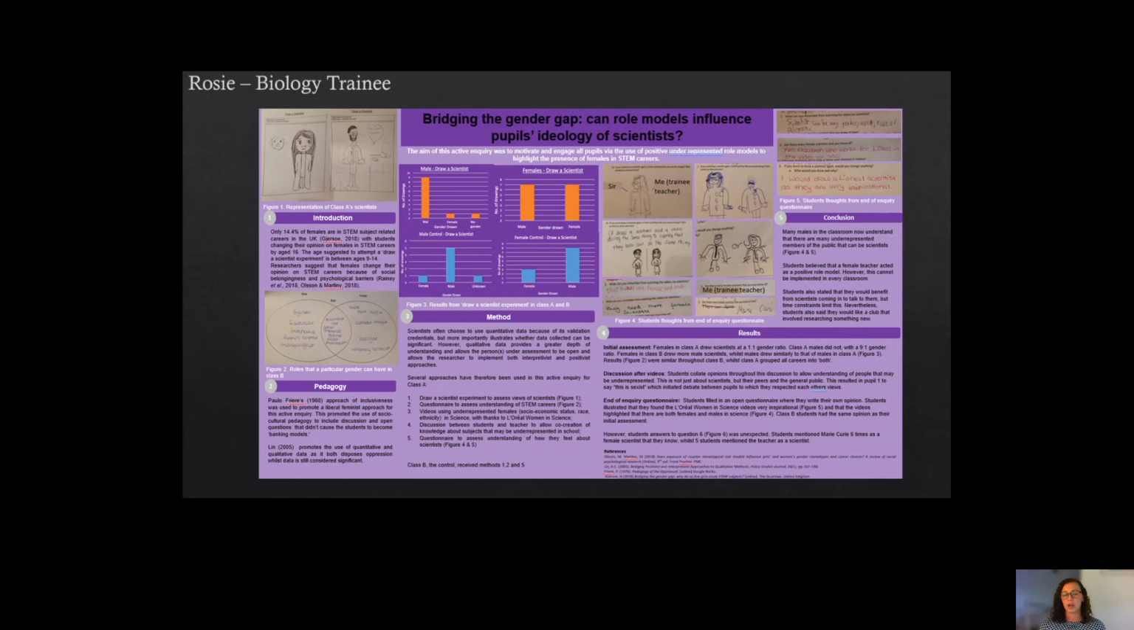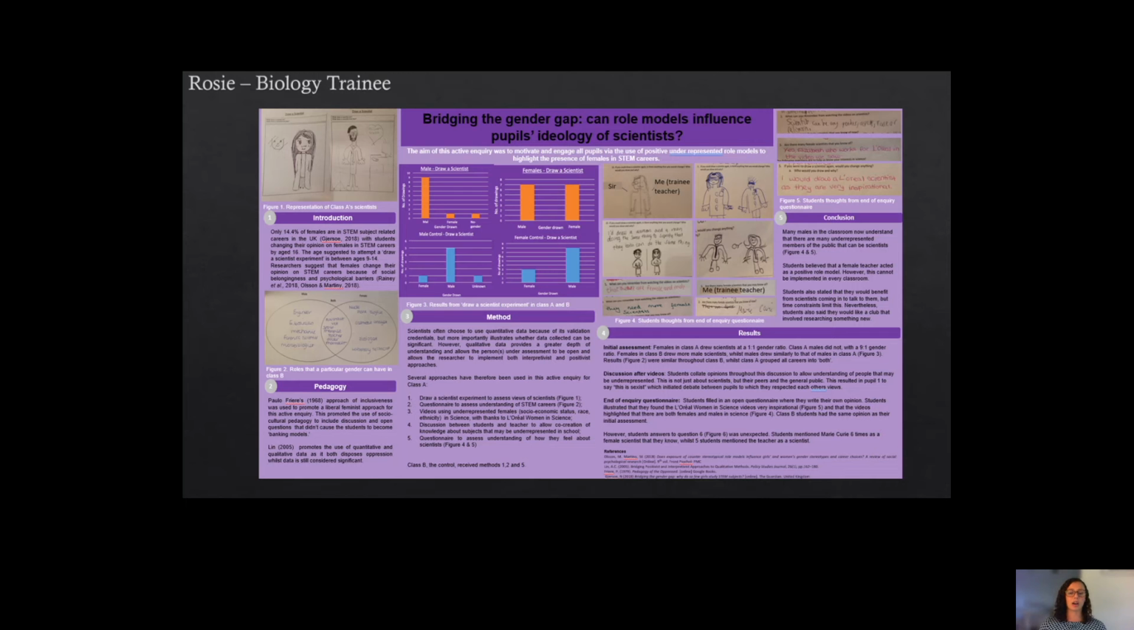Next was Rosie, who was a biology trainee. She looked at bridging the gender gap. Can gender role models influence pupils' ideologies of scientists? The aim of her active inquiry was to motivate and engage all pupils via positive underrepresentation role models, and to highlight the presence of females in STEM subjects.